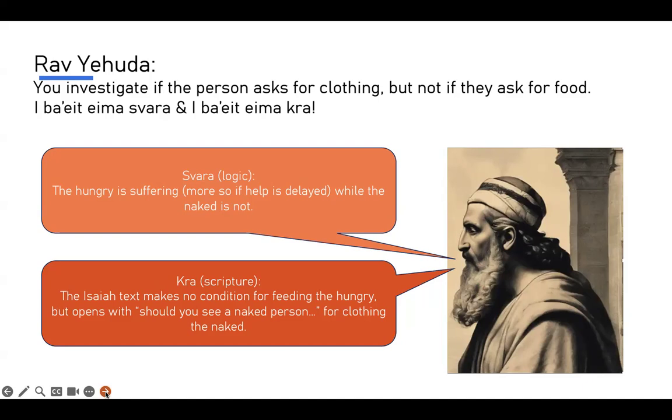But what is the scriptural anchoring for why you investigate the naked but not the hungry? Well, he says the Isaiah text makes no condition for feeding the hungry. It says, give the person money or give the person bread. But when it talks about the naked, it says, should you see a naked person, cover them. So there is a proposition that you have to wait and see the naked person, perhaps waiting to see truly if the person is naked or if they're deceiving you. So here you have two sages providing reasons that are opposite for the same proposition. They have different interpretations, but each of them can provide logic as well as scripture to support his position.